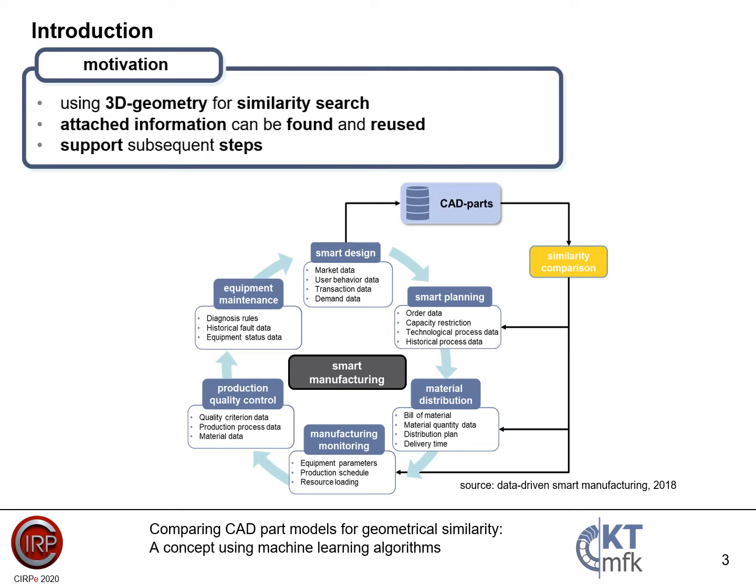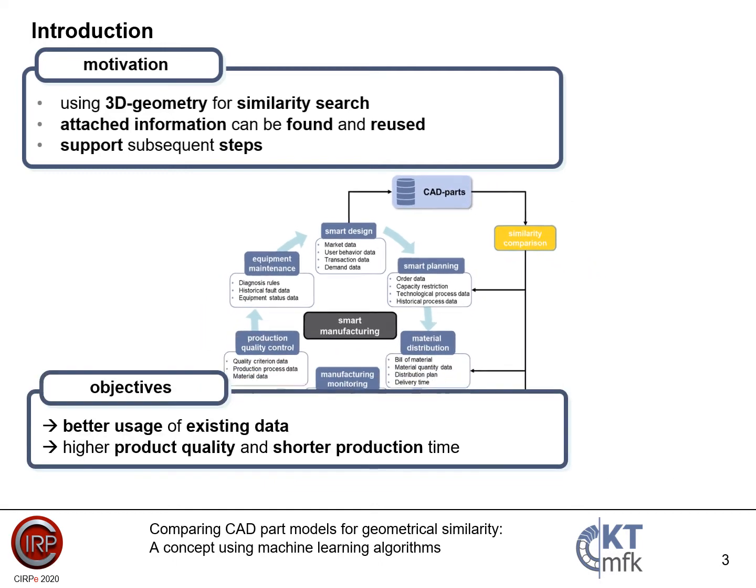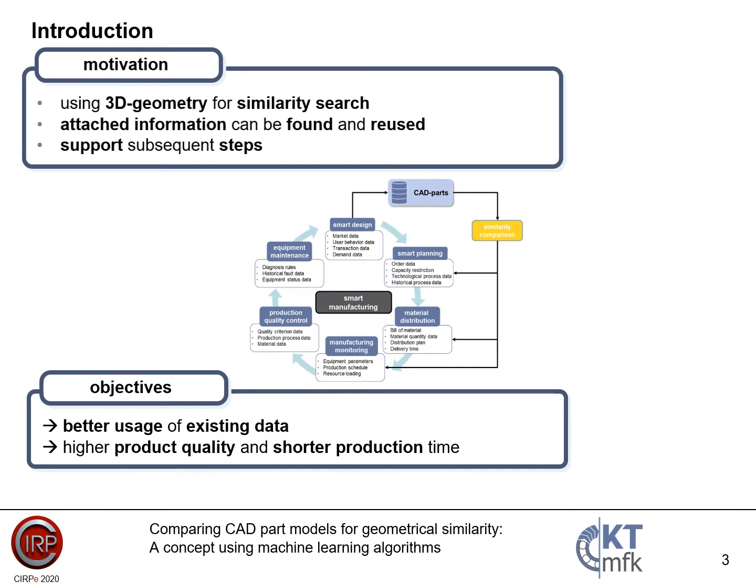Through using the geometries from smart design, a similarity search can be conducted to find similar, already manufactured parts. These similar parts have attached information like data for prototype production or evaluation metrics for the process simulation, which could be contact ratios or total equivalent plastic strain values. Therefore, the following steps are supported with the information and data from the previous parts. And the objective is to use the available data better through an automated search for similar parts, which should result in a better usage of the already available data and a higher production quality within a shorter production time.